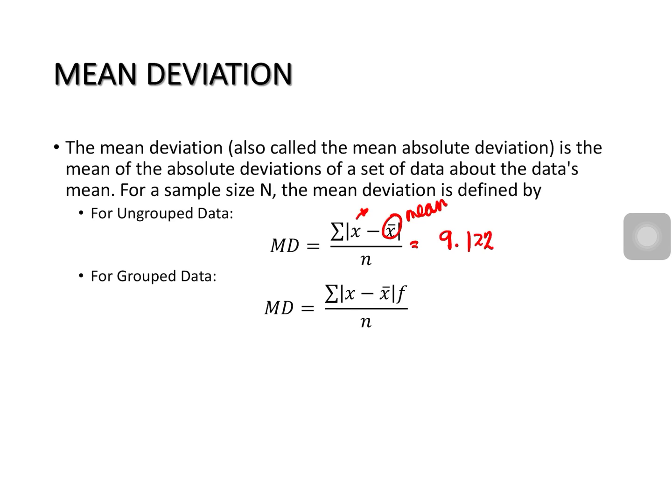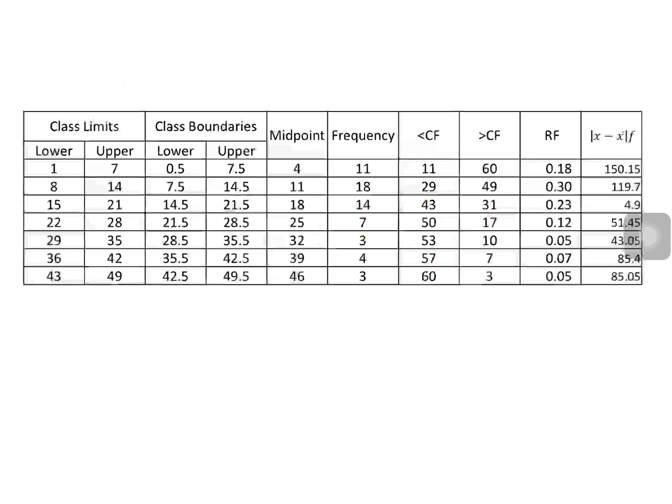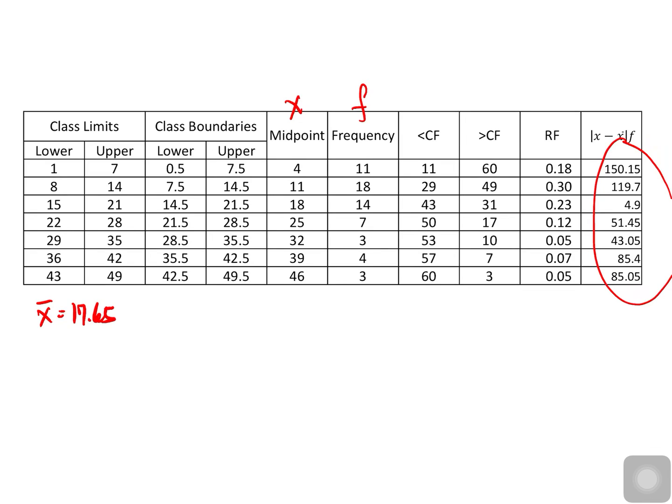Okay, and then of course for the grouped data, there you go, you have it here. We have there, this is our x, this is our f. Of course, our x bar is equal to 17.65. Since mean deviation is equal to the summation of the absolute value of x minus x bar times f over n.